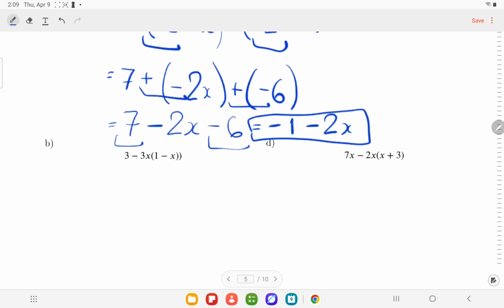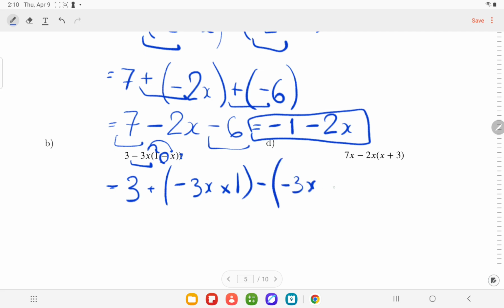So same idea here, disregard the extra bracket. So we're going to make sure we multiply the negative 3x into the brackets. So we end up with negative 3x times 1. And then because there's a minus here, we're going to put minus negative 3x times x.